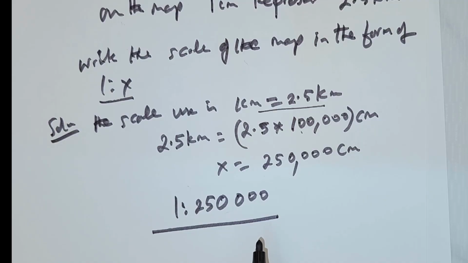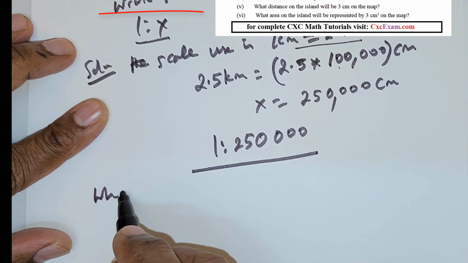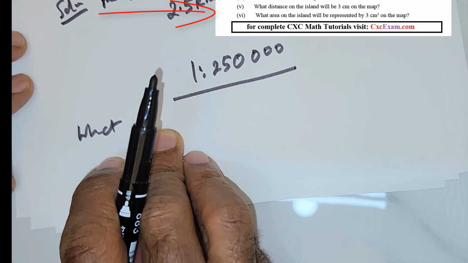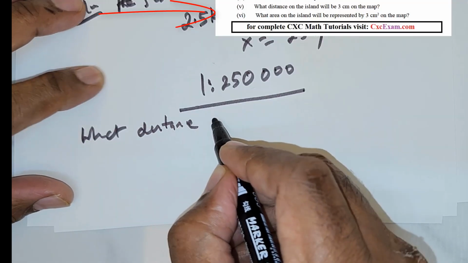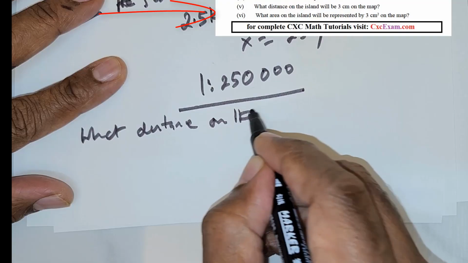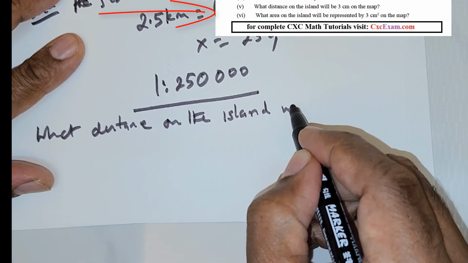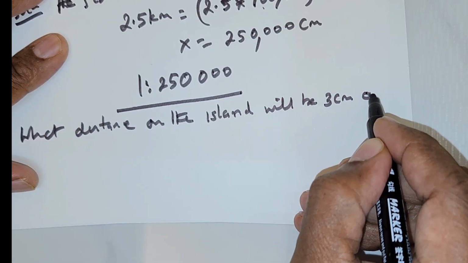So now we have the next part of the questions. So let me write that question down. What distance on the island will be 3 cm on the map?